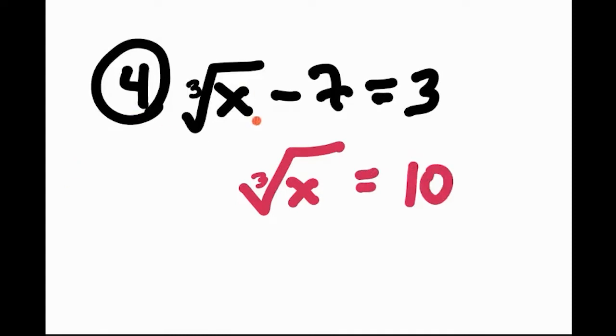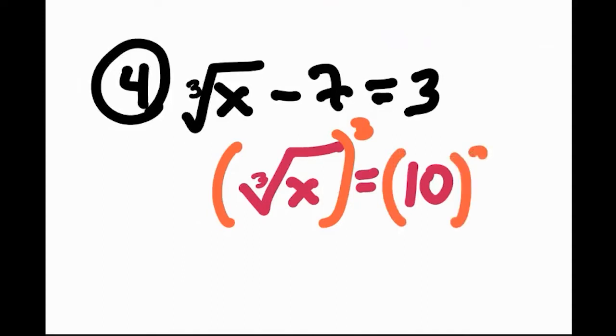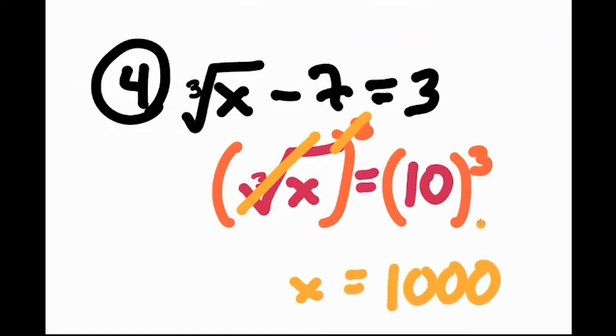Okay, now what do I do? Do I square both sides again? You cube them, yes. Cube both sides. And when you do that, cancel, cancel. X is equal to 10 times 10 times 10, which is 1,000. You can check it by plugging it into the original here. The cube root of 1,000 is 10. It's just working backwards here. 10 minus 7 is 3. It all checks out.